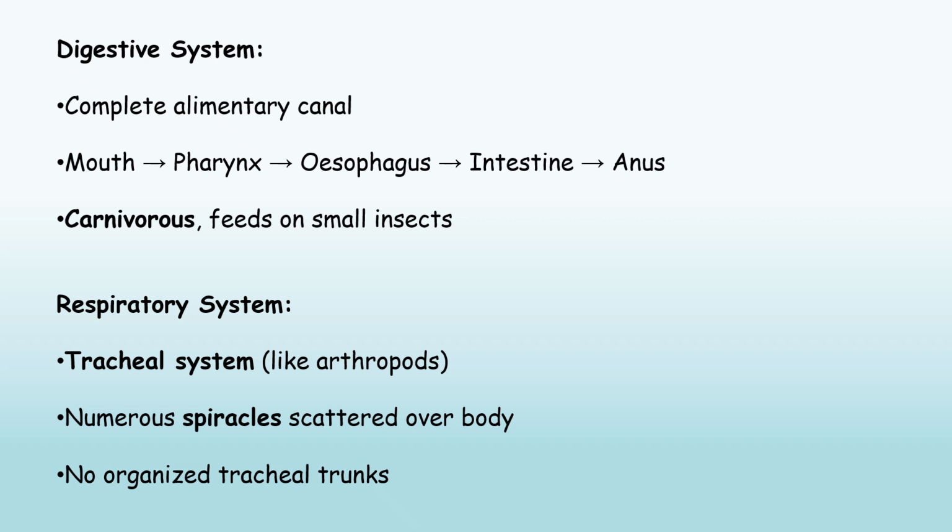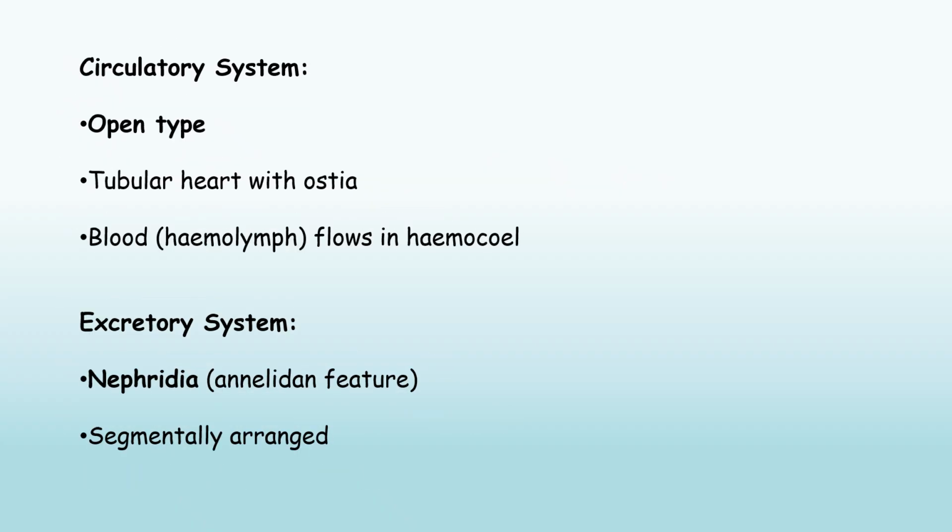The type of respiratory system they have is the tracheal system, which again resembles the phylum Arthropoda, especially insects. They have this type of tracheal system for respiration. And the spiracles are part of the tracheal system. So in Peripatus also, they have numerous spiracles scattered all over the body.